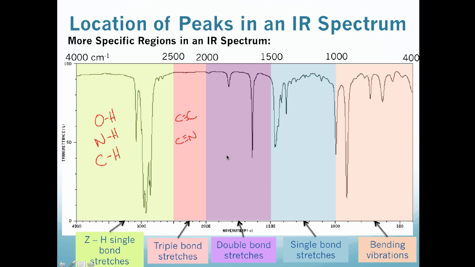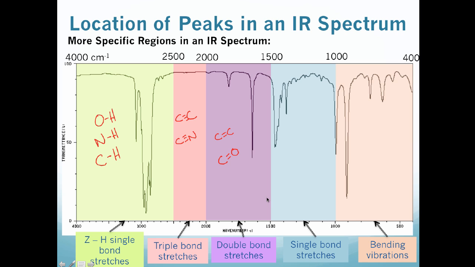1,500 to 2,000 is going to be the double bond stretches. So we'll look at carbon-carbon double bonds in this region, as well as carbon-oxygen double bonds, or the carbonyl functional group. We'll see those stretches in this region.